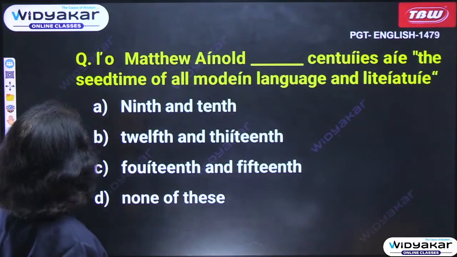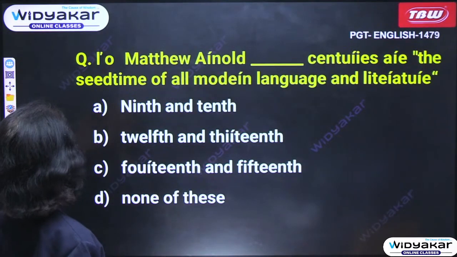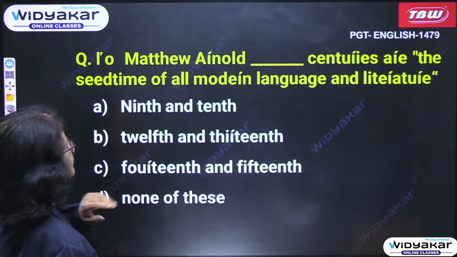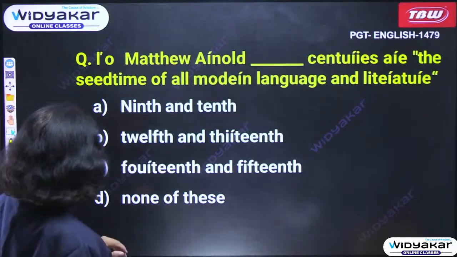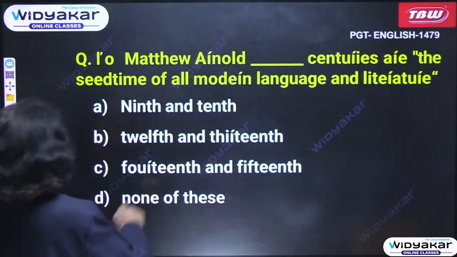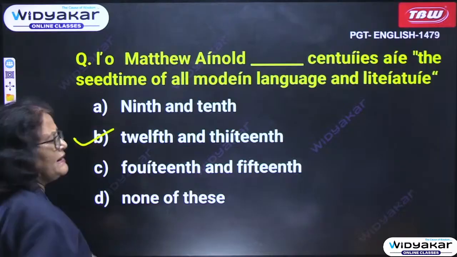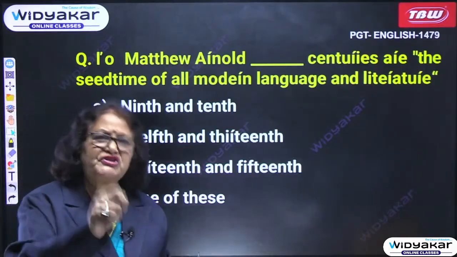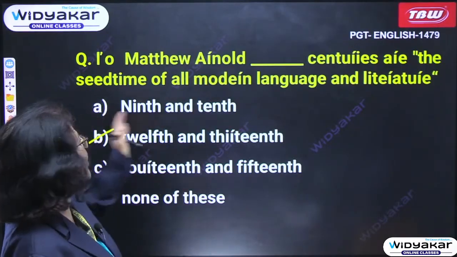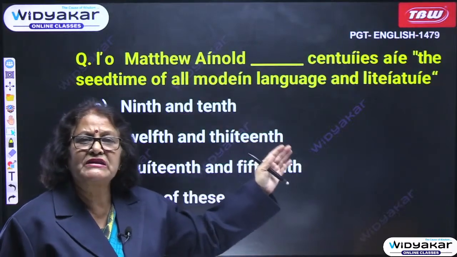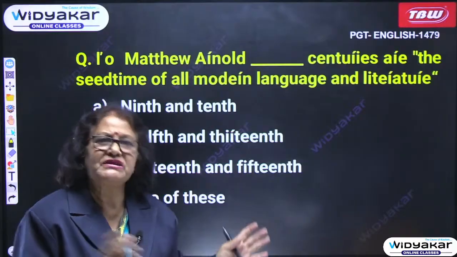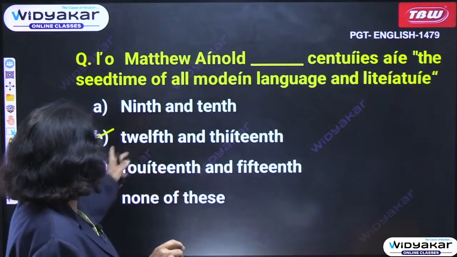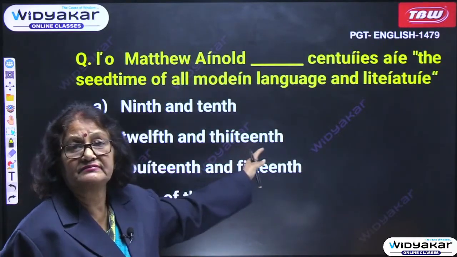For Matthew Arnold, dash centuries are the seed time of all modern language and literature. A, 9th and 10th century; B, 12th and 13th century; C, 14th and 15th century; D, none of the above. It is the 12th century. The 12th and 13th century is the origin of all modern language and literature. Then the 14th century, Chaucer. Throughout Europe, it is mostly the 12th and 13th century.